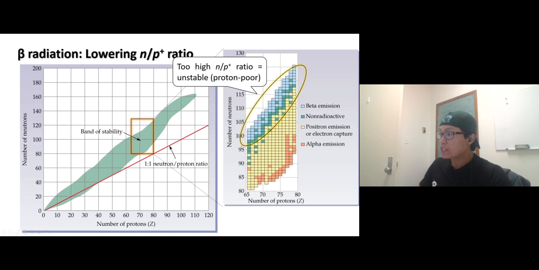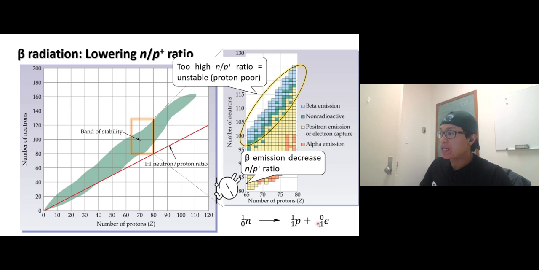This one is right above the non-radioactive nuclei. So this isotope or element has too high a neutron per proton ratio, or is proton poor, too much neutron basically. When this happens, it's not stable. So the nuclei have to get rid of the neutron. They have to undergo a decay that reduces the number of neutrons, and one decay can do that. We call it beta emission. Beta emission takes one neutron and turns it into a proton, and an electron comes out.